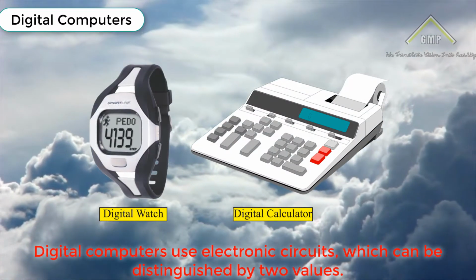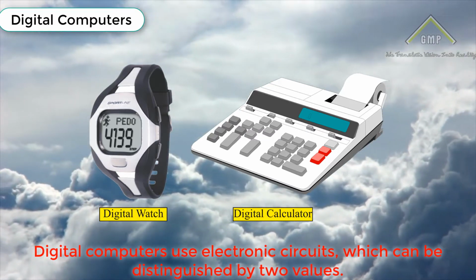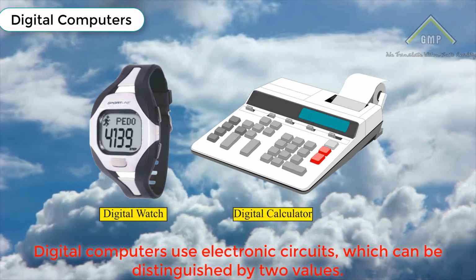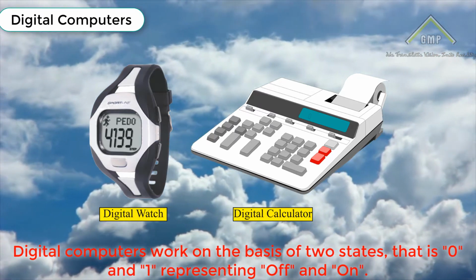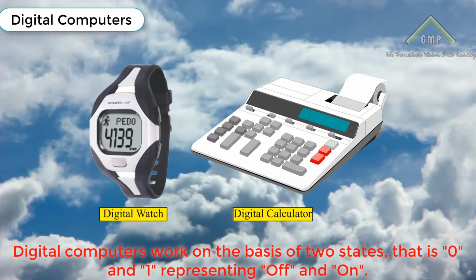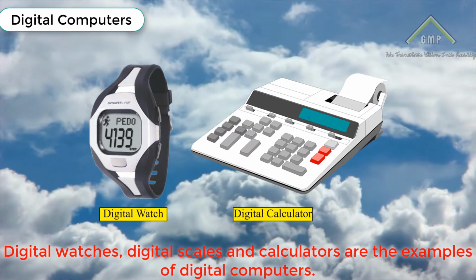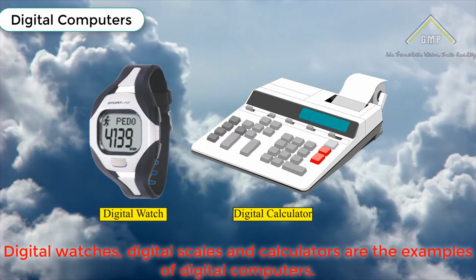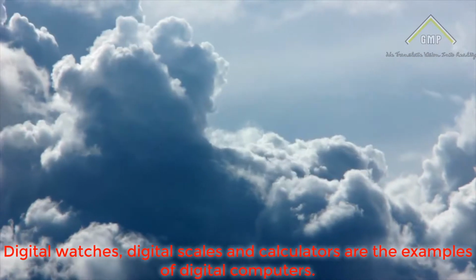Digital computers. Digital computers use electronic circuits, which can be distinguished by two values. Digital computers work on the basis of two states, that is 0 and 1, representing off and on. Digital watches, digital scales and calculators are examples of digital computers.